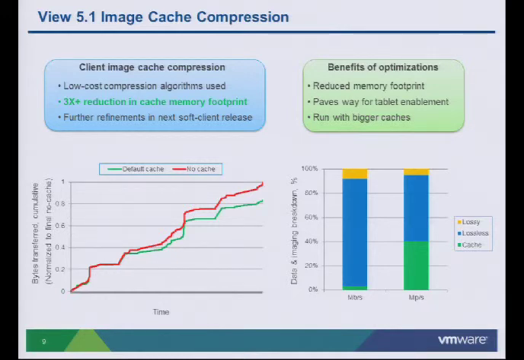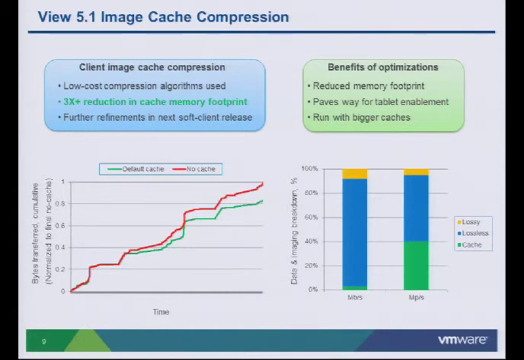And on the right-hand side as well, you can see the efficiency with which the caching works. Here we have an example where 40% of the pixels coming over the wire are coming from the cache, and you can see that they're actually contributing a negligible amount to the overall bandwidth consumption. So a number of advantages to this.